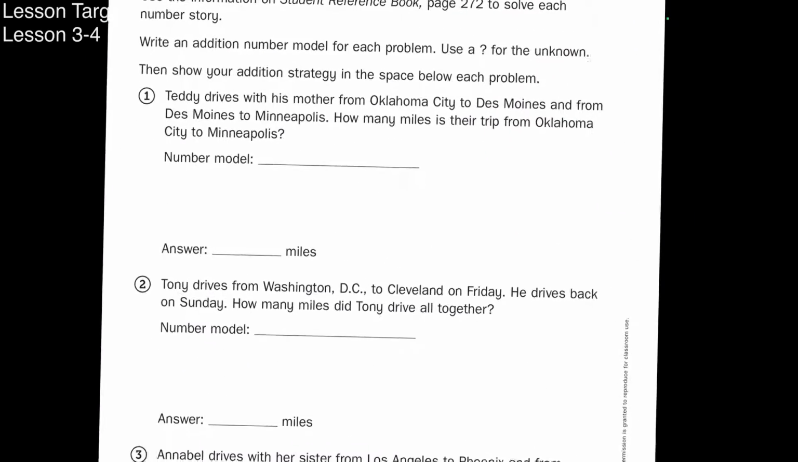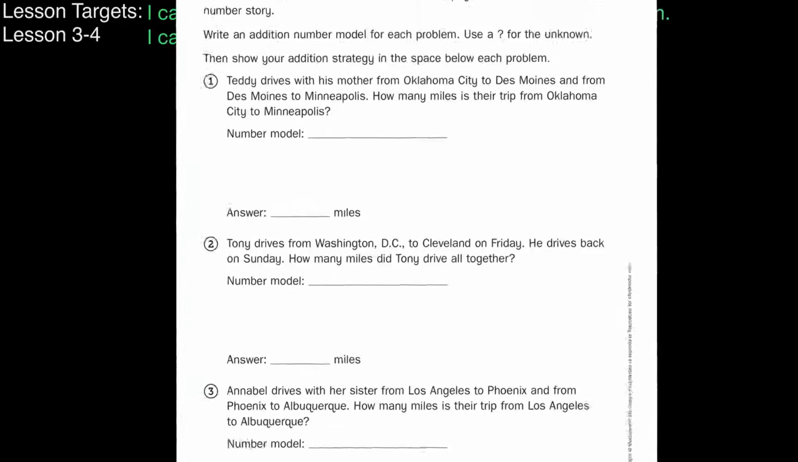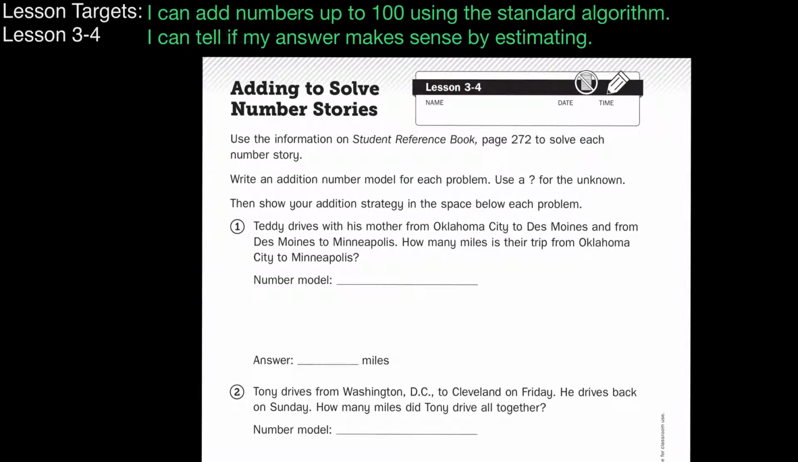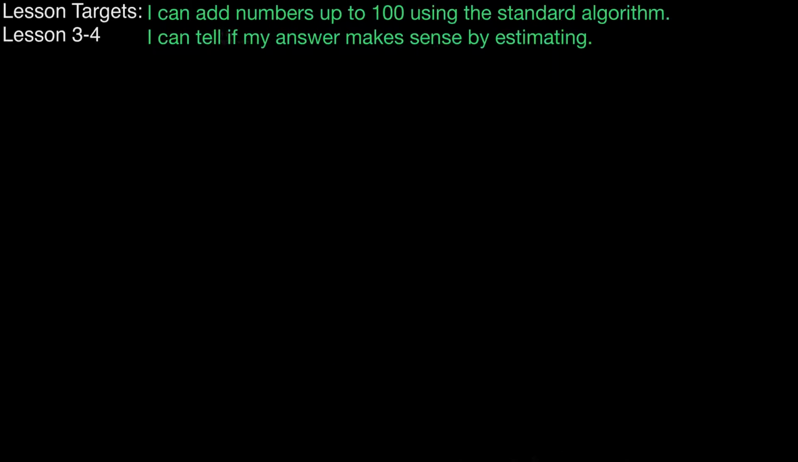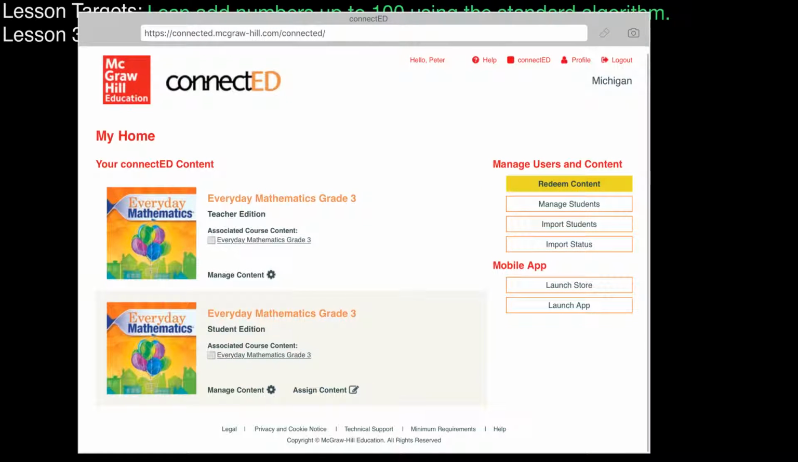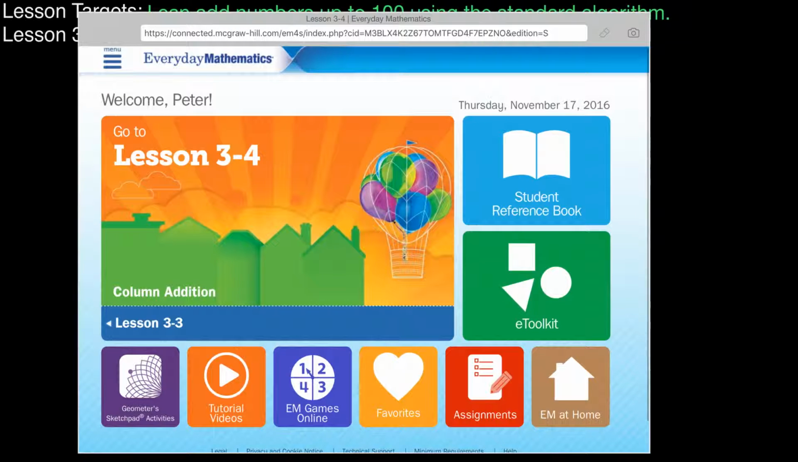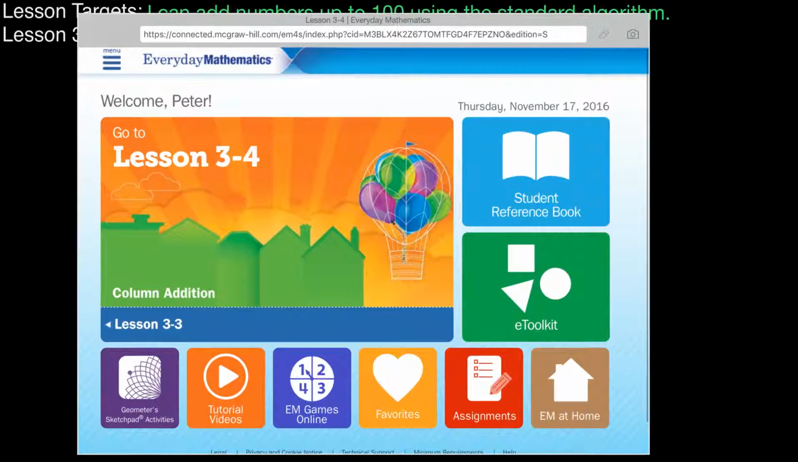So now that you've got this page from the front desk, this is page 86. What we need to do is, if we look on this page, it does say that we need page 272 in our student reference book. So just for a quick review, let's take a look at how we find that. So if we go to Connect Ed, remember we click on Everyday Mathematics 3rd grade. From here, in this right-hand corner, you can see student reference book, so we go ahead and click on that.